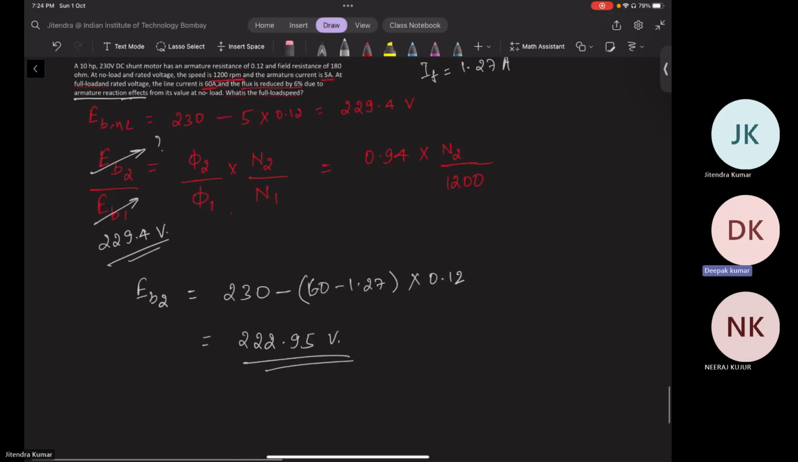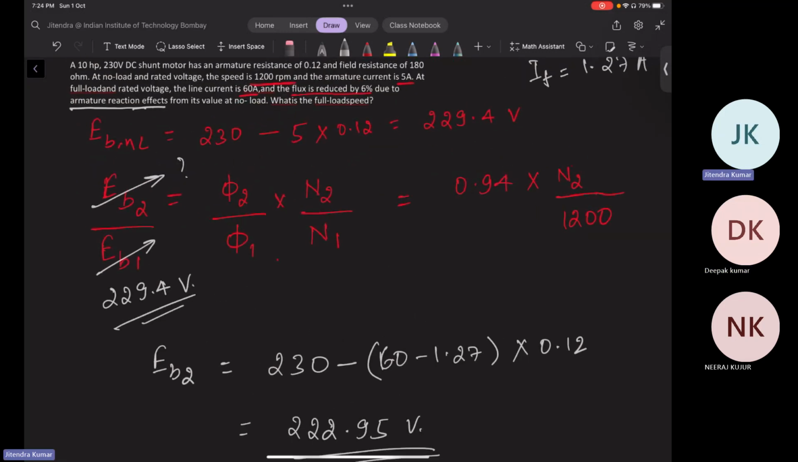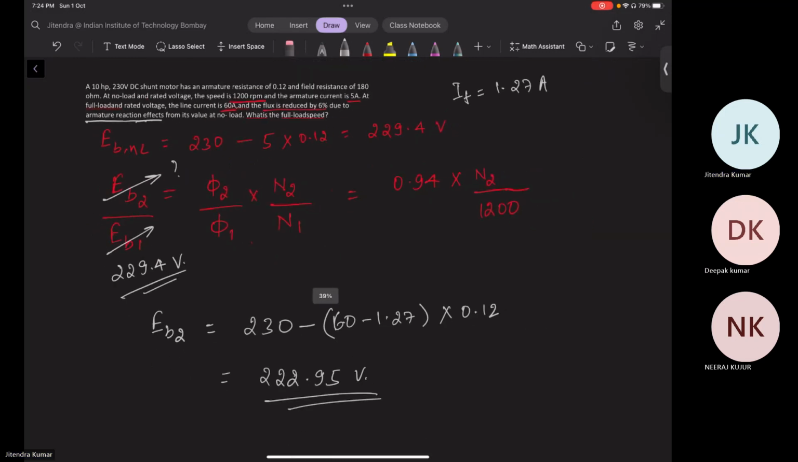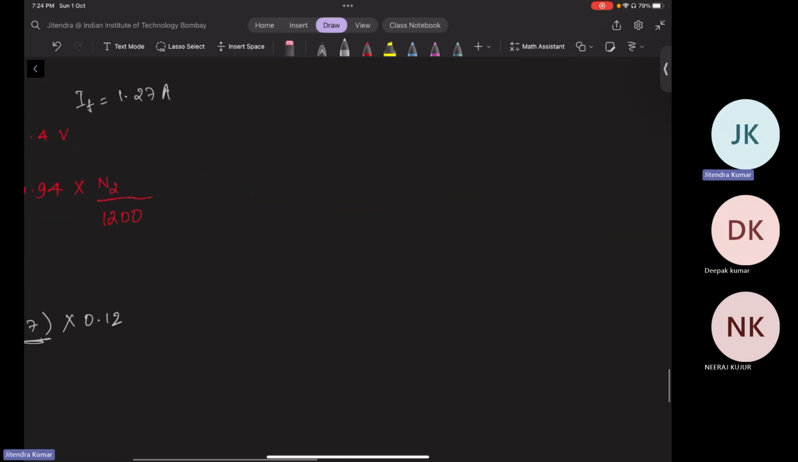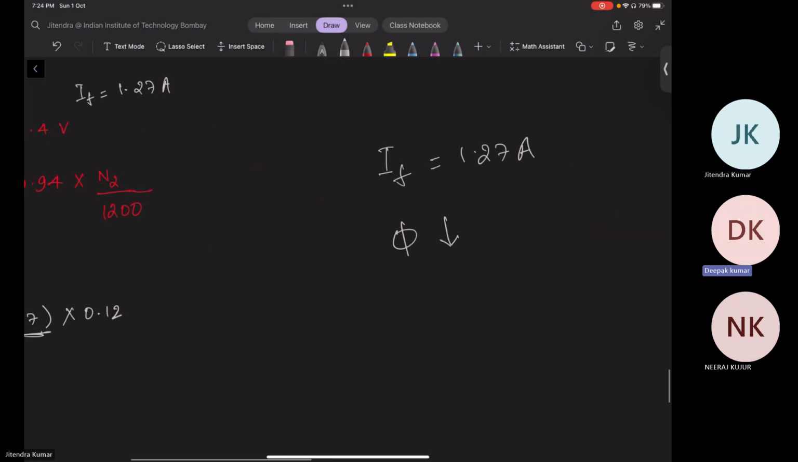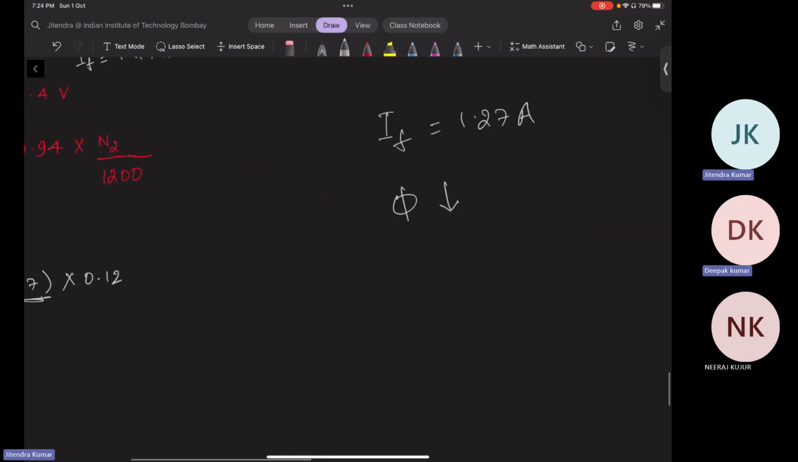So according to the logic the question has provided, at this current, 60 minus 1.27 amps, there is some demagnetizing effect happening. What does the question mean by demagnetizing? That IF is constant at 1.27 amps, but flux is getting reduced. It is getting reduced by means of the demagnetizing armature current. So there will be some NIa which will oppose the flux, right?